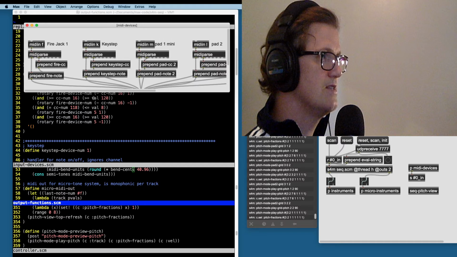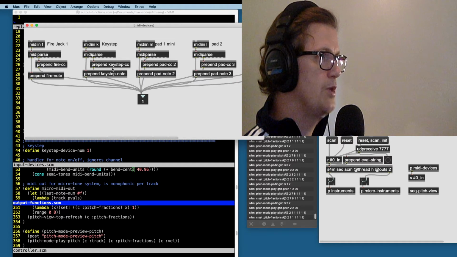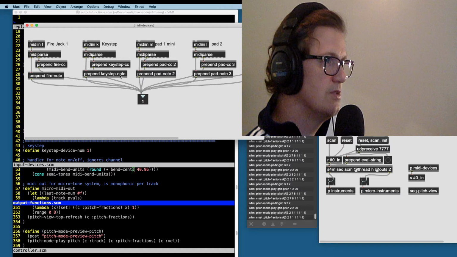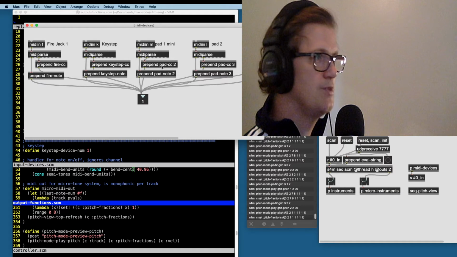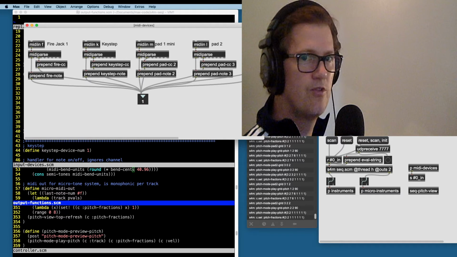Shows all my MIDI devices that I'm using in this system. And all I do is prepend the function name for what I want to do with those values. So keystep CC is a Scheme function. Keystep note is a Scheme function. In this case, we're just using the two pads. So this will map to pad CC to device to the arguments from the MIDI value.